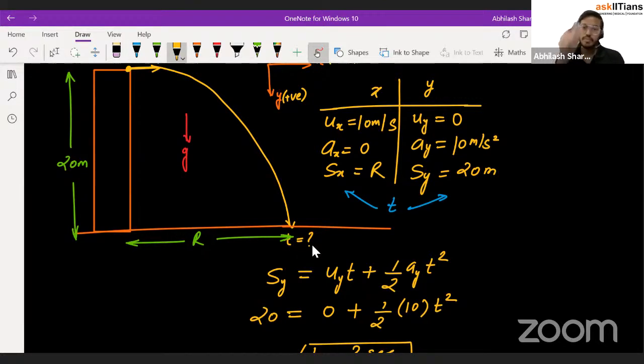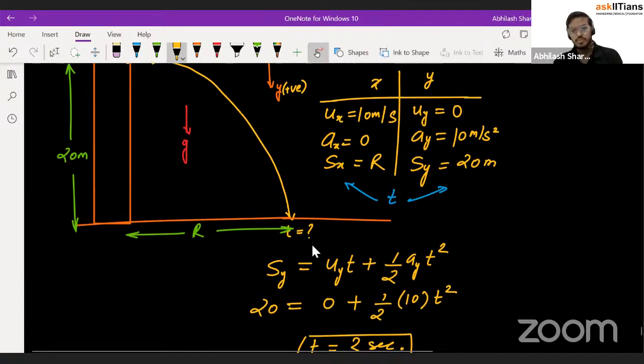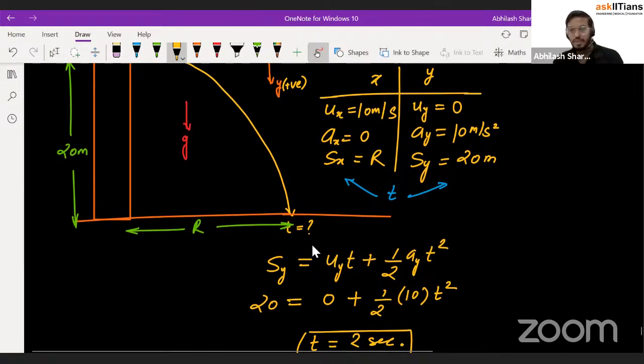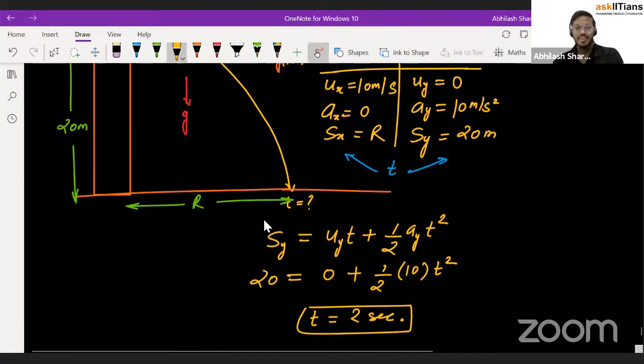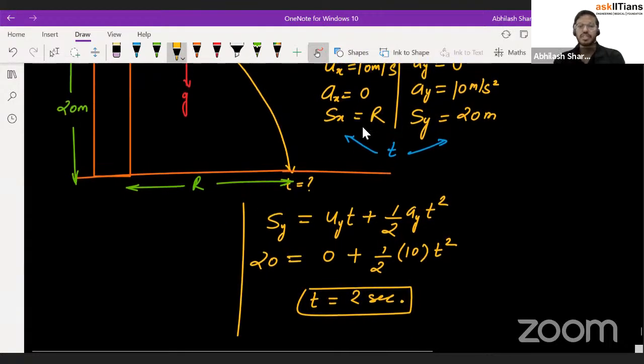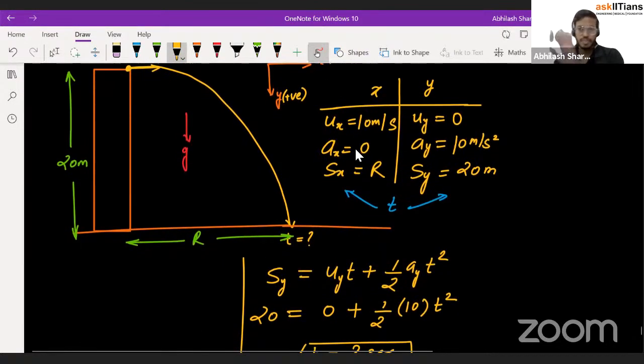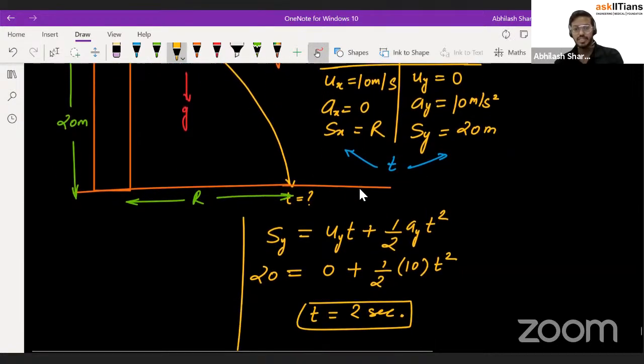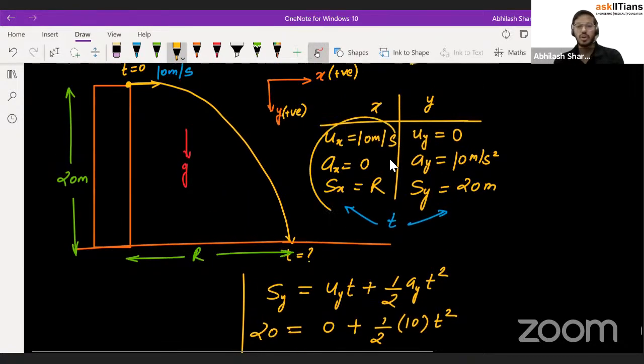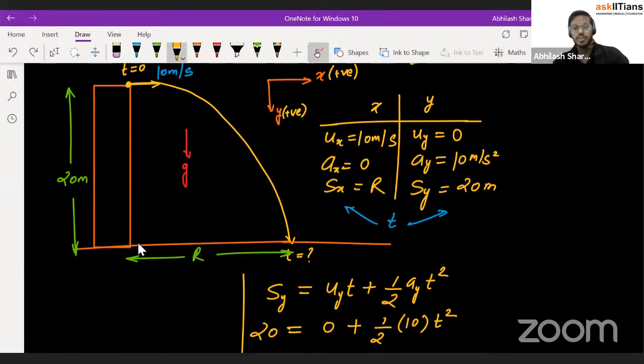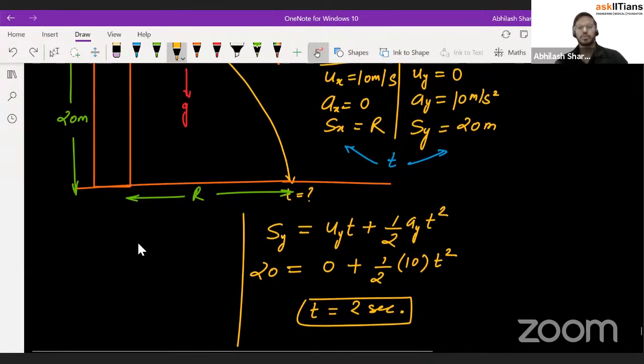Now the same time we can use for the X part and find the displacement along X. Now see what kind of motion is in the X direction. I'll give you time to write down. So along X, there is no acceleration. It's a uniform motion. Whenever we have uniform motion, how do we find the displacement or distance?